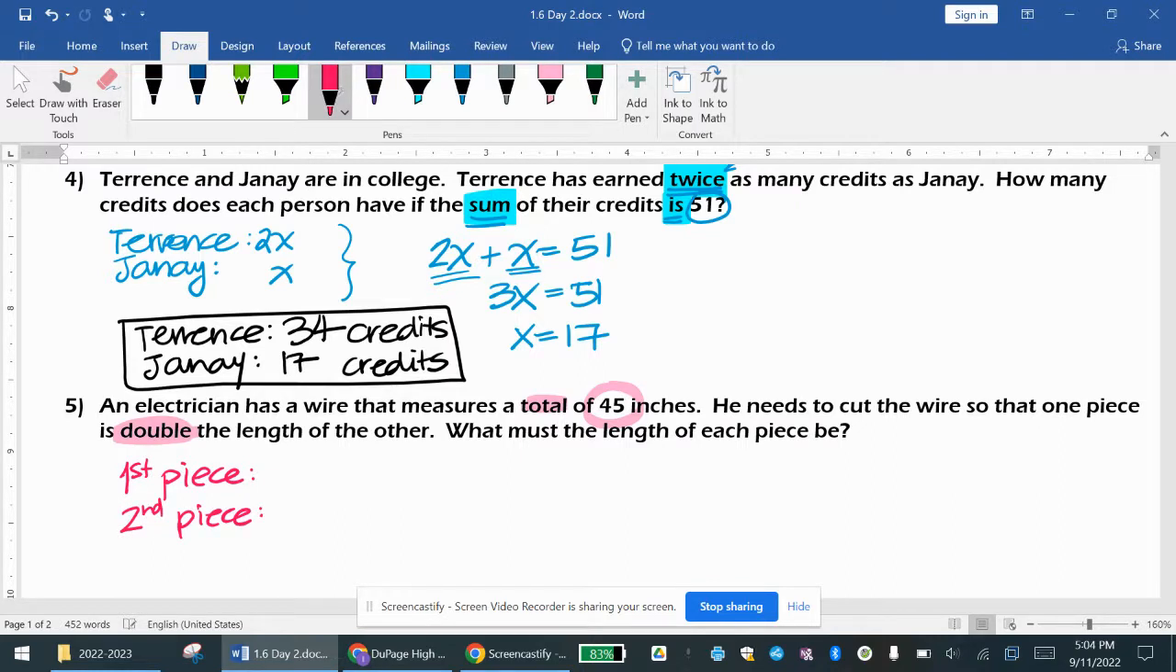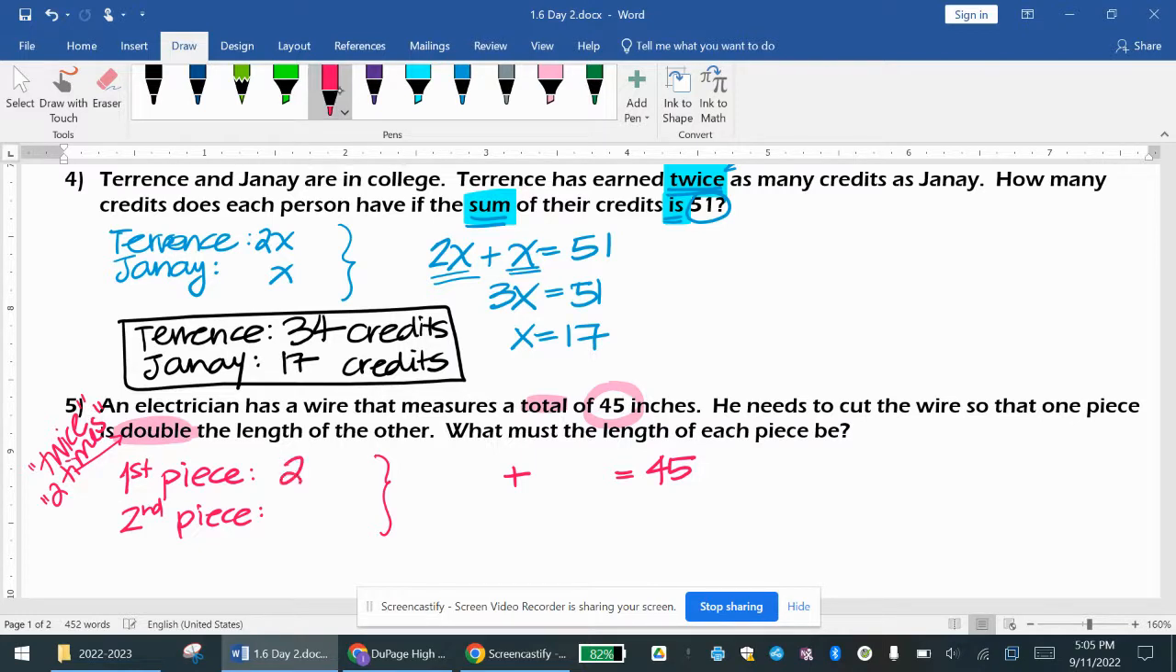Okay, so this electrician has a wire that he needs to cut into two pieces. So I just call the first piece and second piece. We know that the total of the pieces is 45. But one piece has to be double the length of the other. So one piece has to be twice as, right? Double is the same as twice or two times the other.